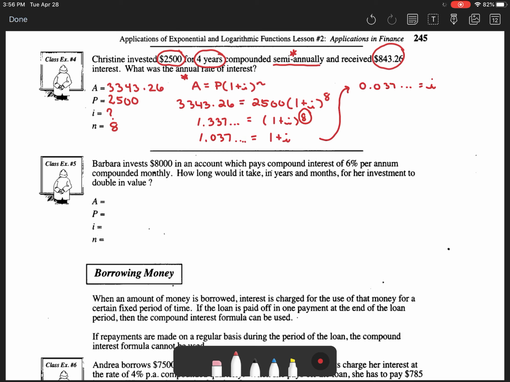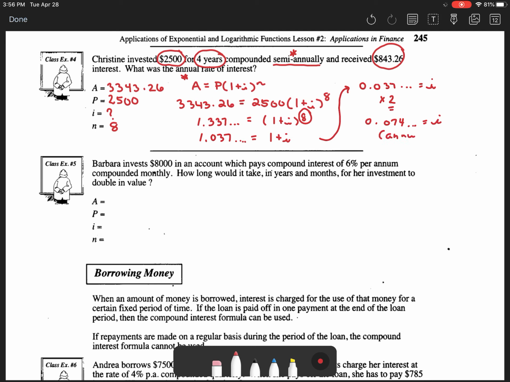Now, at this point, a lot of people are very happy with themselves. They've solved for I. They're very happy. But remember, what have I just done? I've solved for an interest rate, but I've solved for a semi-annual interest rate. The question asks for the annual interest rate. So if 0.037 is the semi-annual interest rate, I'm going to have to take that and multiply it by 2 to get the annual interest rate.